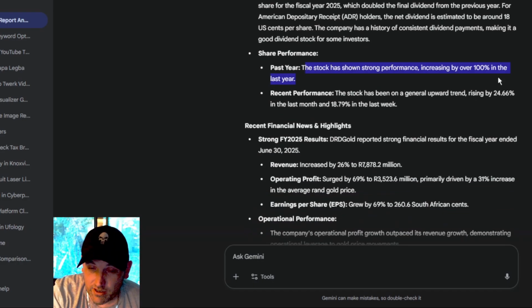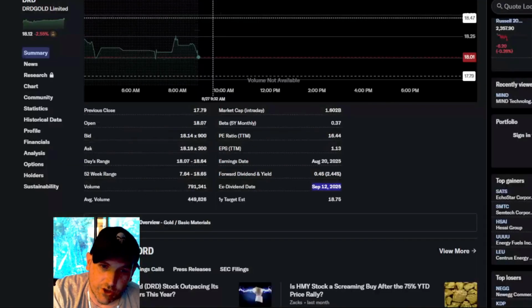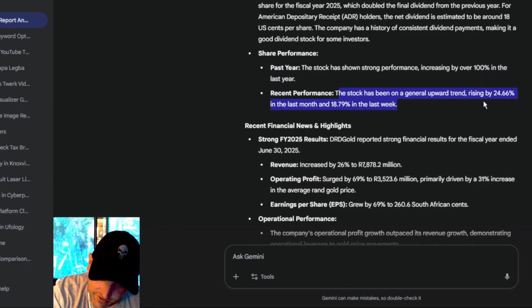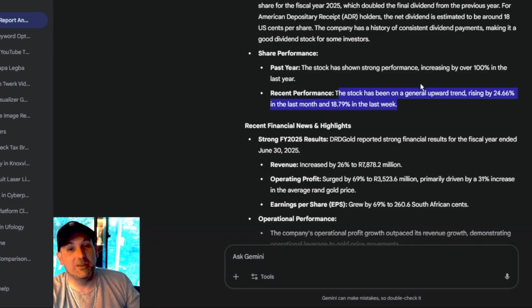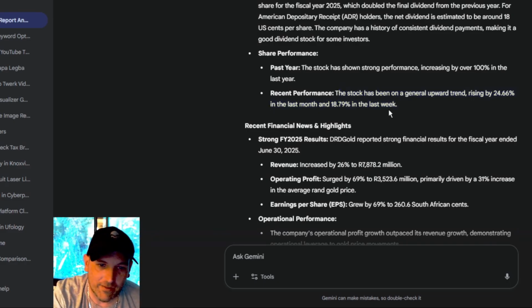The past year, the stock has grown. It has shown strong performance, increasing by over 100% in the last year. We didn't need a chart. The AI just told us what that chart looks like. It has increased 100% over the last year. Strong performance.